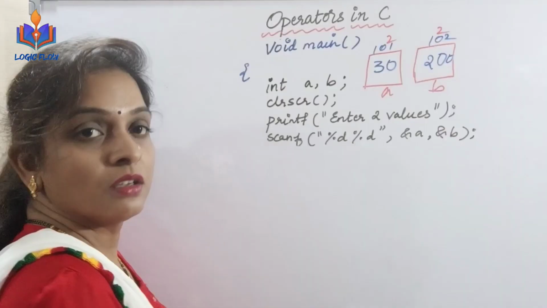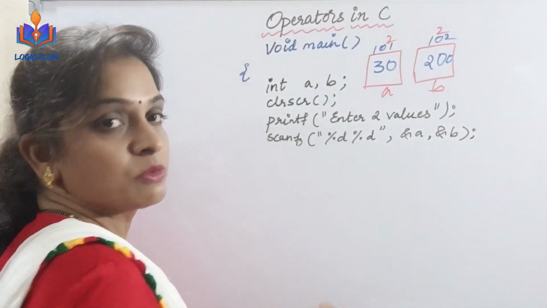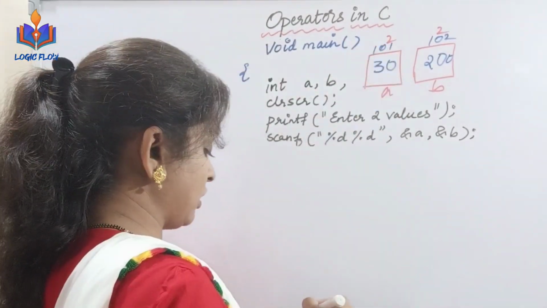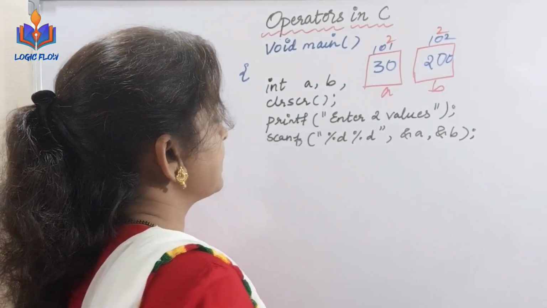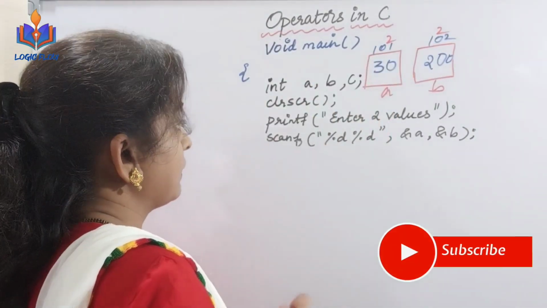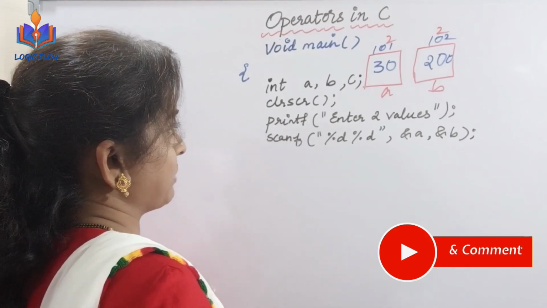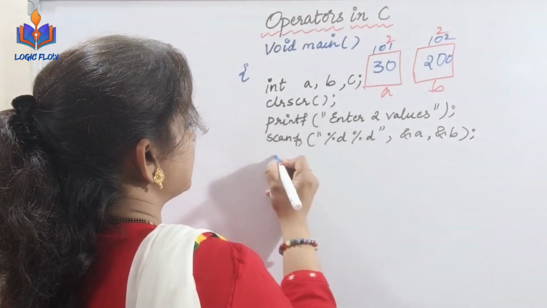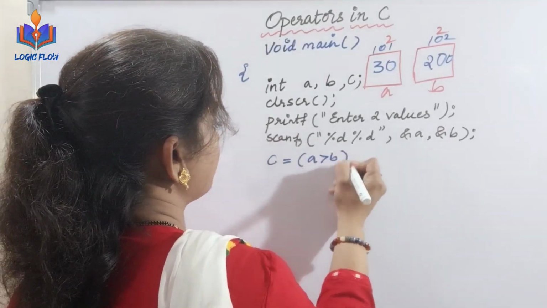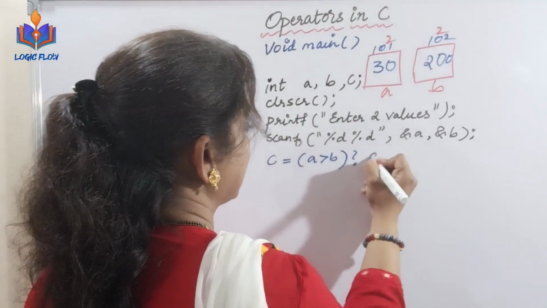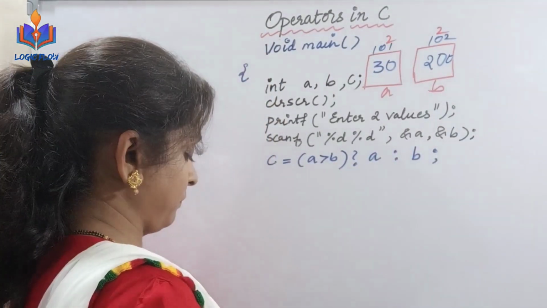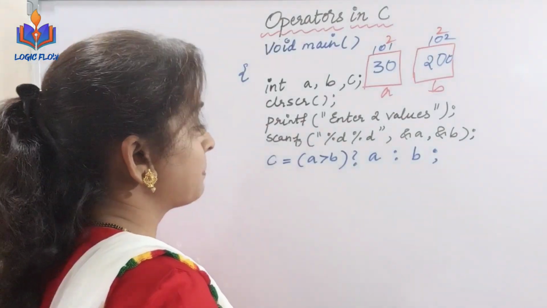Let us see now. So as usual, enter two values. We are going to accept the values. Then what I'll do here, let me have an extra variable. So here I say a, b, c and then semicolon. Then let me write the ternary operation statement here. I say c = a > b ? a : b; Then I'll just print the value of c.